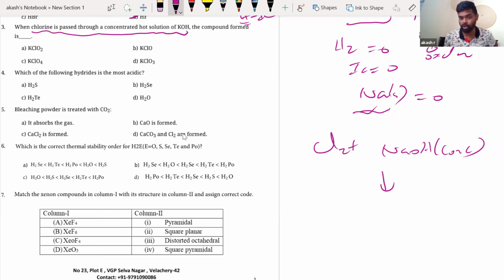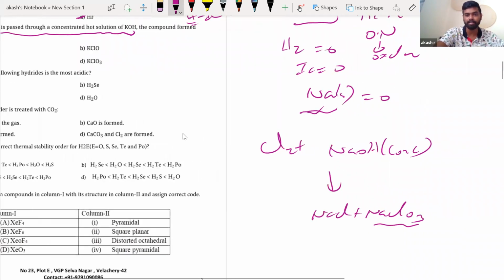We even solved this question in the quiz, if you can remember. What is the product? Okay, so it is NaCl and NaClO3. Fine, so that is the product.